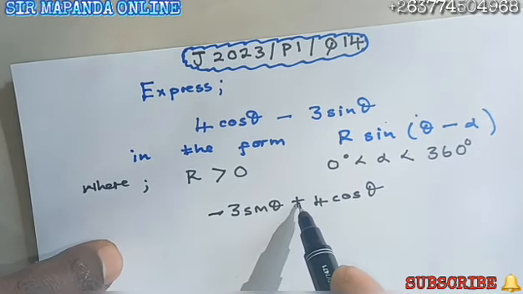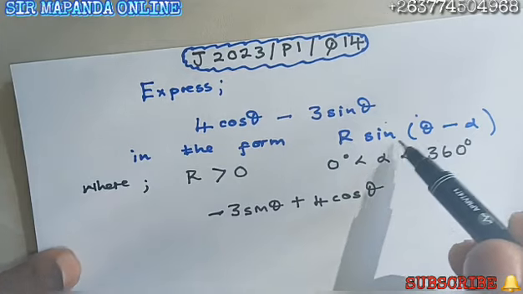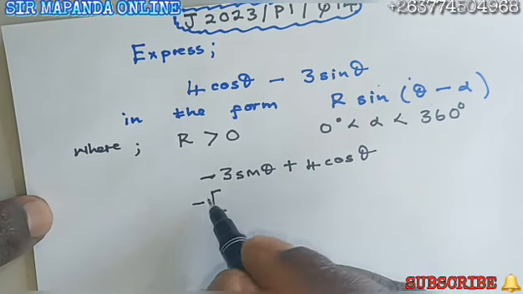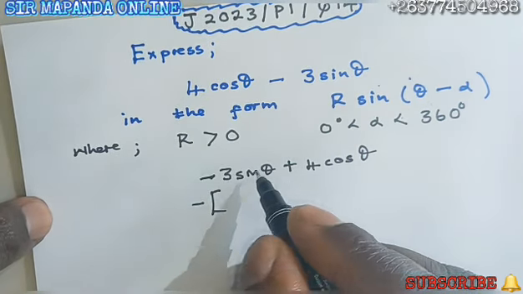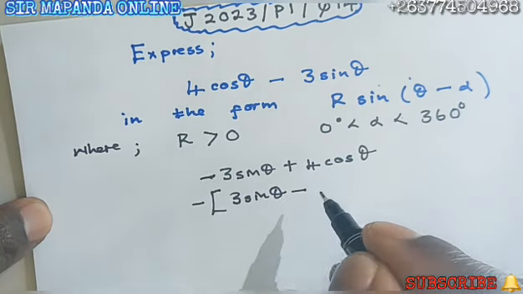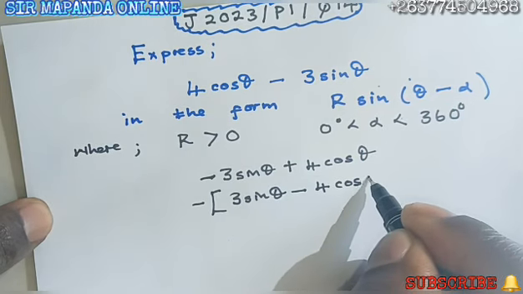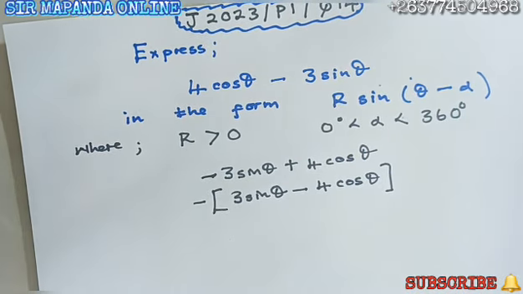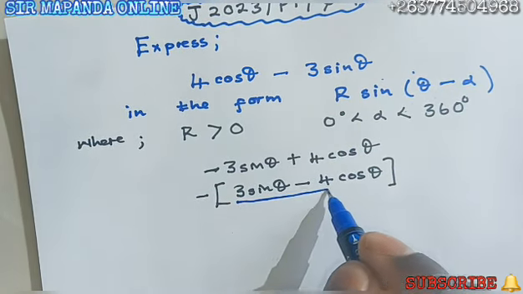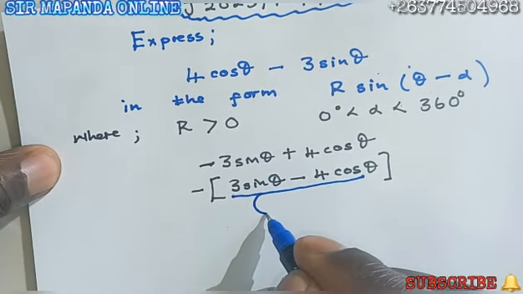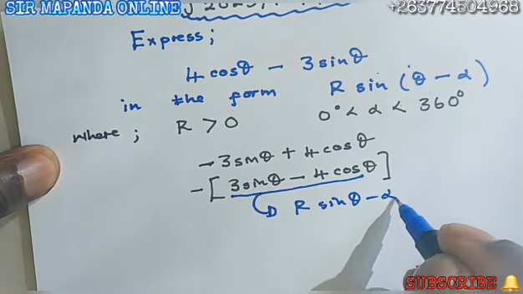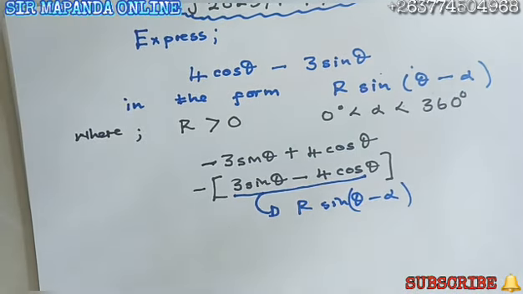So we have a positive, but they want you to express in r sine theta minus alpha. So I'm going to factor out the negative sign. Minus into negative 3 sin theta, you get 3 sin theta. Minus into plus, you get minus 4 cos theta. So I'm going to deal with the part inside the big bracket and express it in the required form r sine theta minus alpha.